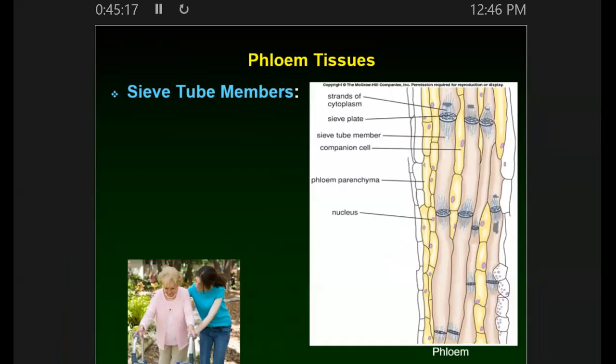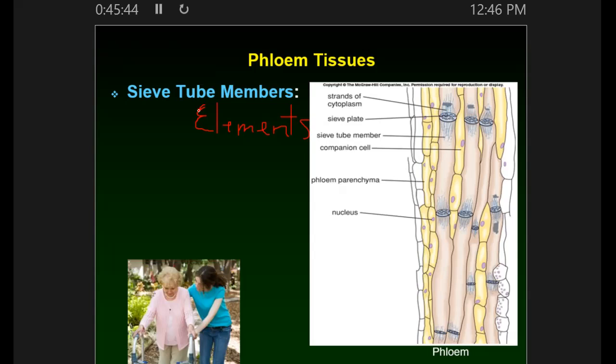Now, depending on who is labeling the picture or writing the words, sometimes it's called sieve tube elements. Like in Plant Phys, when I teach Plant Phys, that textbook author tends to use elements, I think. So I tend to do that. So if you hear me say sieve tube elements or sieve tube members, it's the same thing, right?